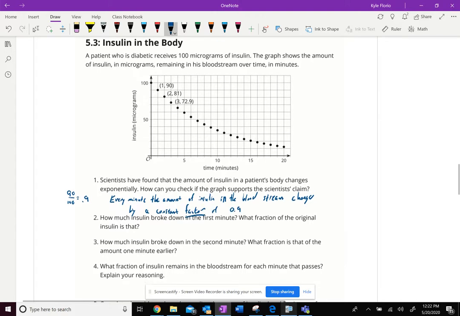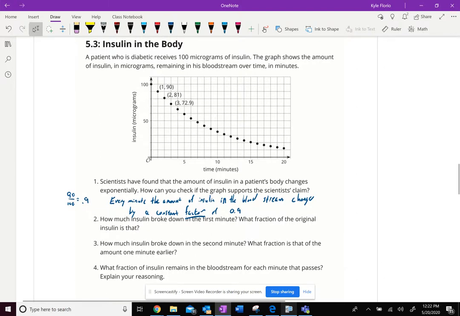Right? How much insulin broke down in the first minute? What fraction of the original? Well, in the first minute, it went down from 100 to 90. So 10 micrograms broke down in the first minute. And what fraction was that? 10 micrograms broke down out of 100, right? And if we simplify that, that's just 1/10. So a tenth of the original amount has broken down.